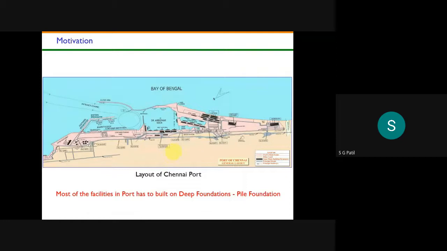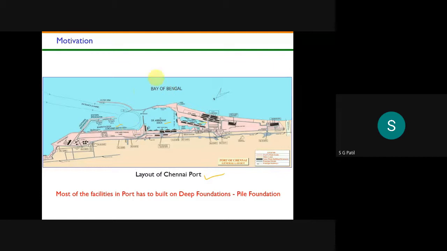So we'll take one example. Whatever we have discussed till now is just a motivation to emphasize how important pile foundations are. This is the Chennai port layout. It has three docks: the Dr. Ambedkar dock, the Jawaharlal dock, and the Bharti dock. These docks are nothing but where you park your container ships.